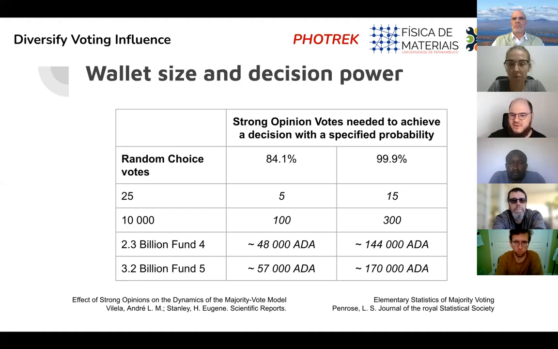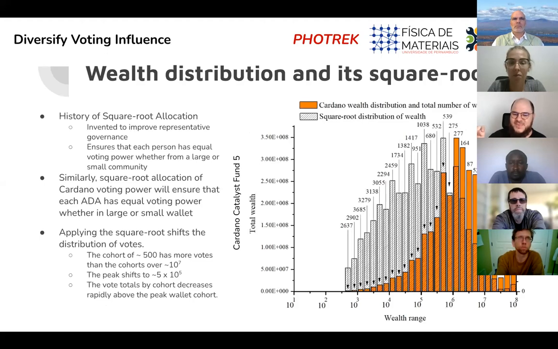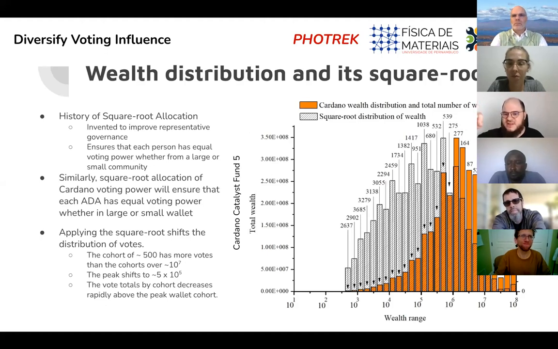Now, can we go to the next one? So what we propose, we took the ADA distribution, which looked like this orange. We added all the wallets within each range, like, let's get everyone that has 500 ADA and add them up. Let's do the same with 1,000 ADA, and add them up. And then we have those orange bars. The numbers above them are the number of wallets in that bar. So as you can see, the natural distribution of Cardano wealth is in orange.